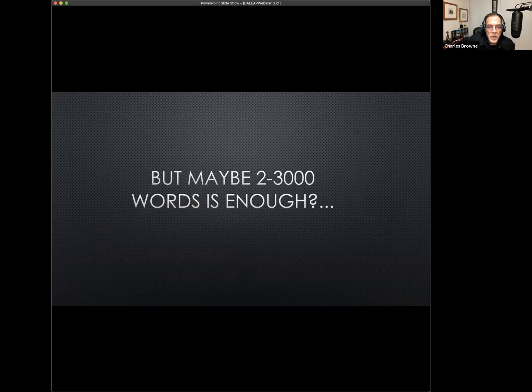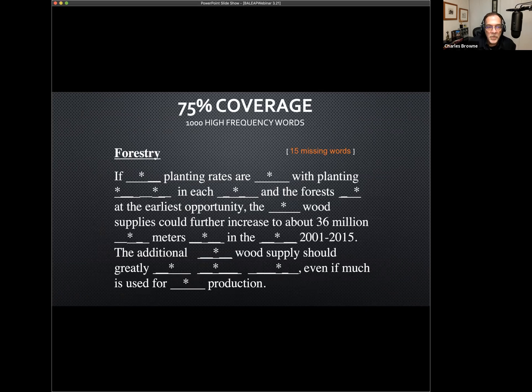But you might think to yourself, well, maybe 2,000 or 3,000 words is enough. And this is really where we start to talk a little bit about corpus linguistics. Now, if you know the first 1,000 most frequent words of the English language, you'll know about 75% of the words on a page of general English. Here's a sample of a college textbook passage on the topic of forestry. And what we can see is that if you know the first 1,000 words, you know about 75% of the words on the page, because those words occur over and over again.